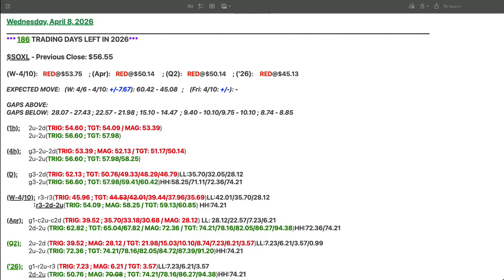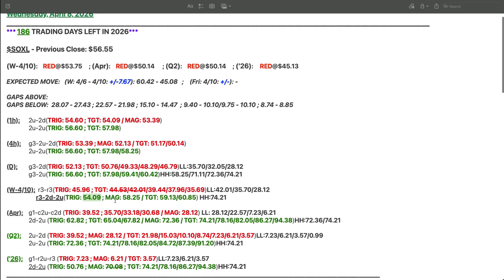On the week, we talked about it, we did trigger the 3-2 down, 2 up. We're still in force as well because we're still above the trigger, but we have not quite reached magnitude of 58.25. If we do and we continue on, we've got a couple extended targets out there for you as well, which rolls us into the month of April, which we're still an inside month, right? We haven't gone two up or two down yet.